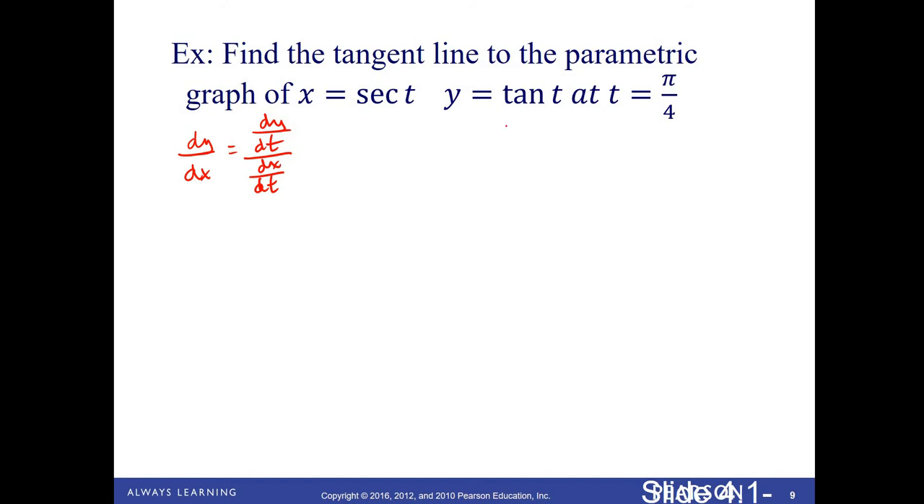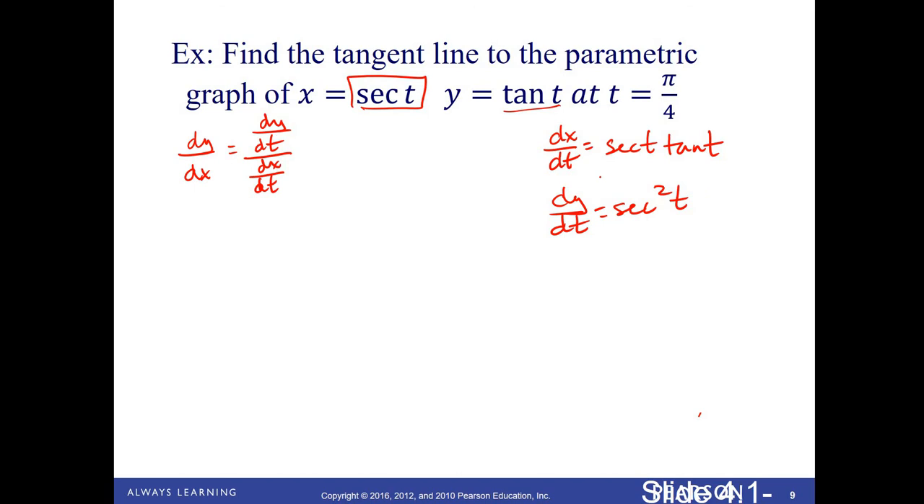So off to the side. Dx dt is the derivative of secant t. So that's going to be secant t tan t. Dy dt is going to be the derivative of tan t, which is secant squared t. Neither of these are fractions, so I don't really need to worry about my reciprocal. I'm just going to put dy dt on the top and put dx dt on the bottom.